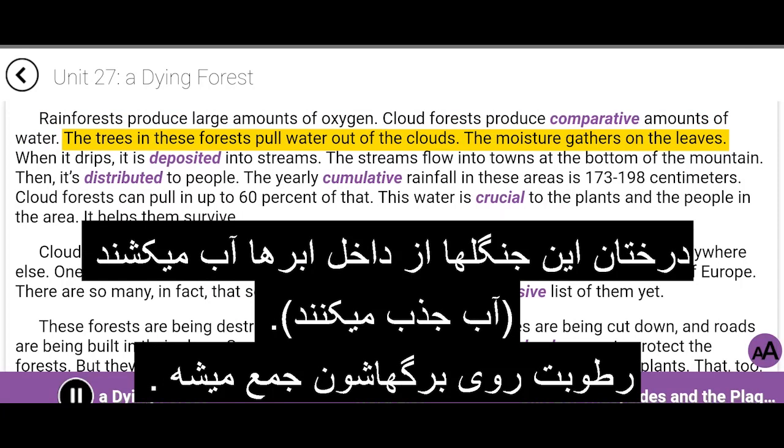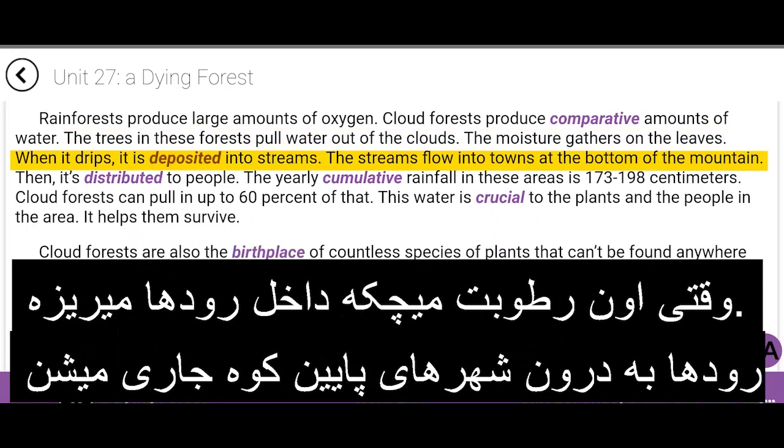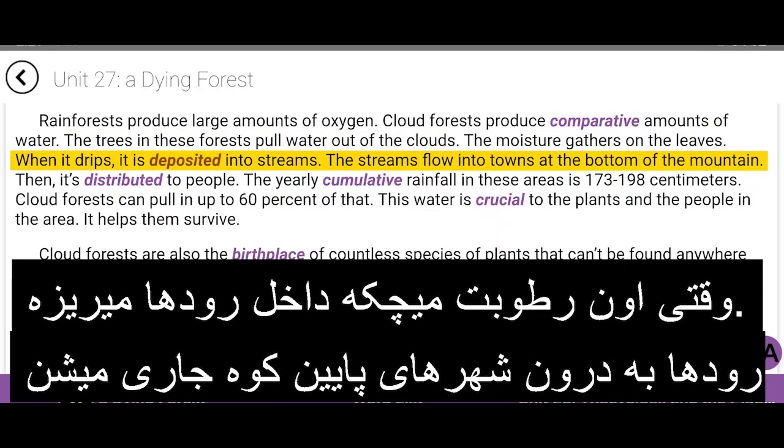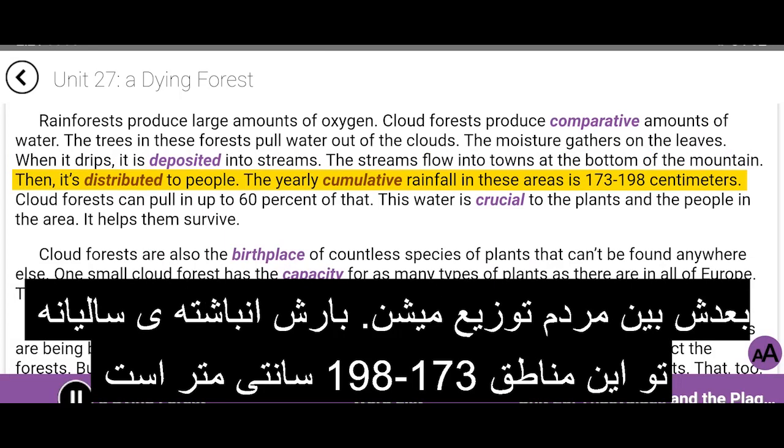The trees in these forests pull water out of the clouds. The moisture gathers on the leaves. When it drips, it is deposited into streams. The streams flow into towns at the bottom of the mountain. Then, it's distributed to people. The yearly cumulative rainfall in these areas is 173 to 198 centimeters.